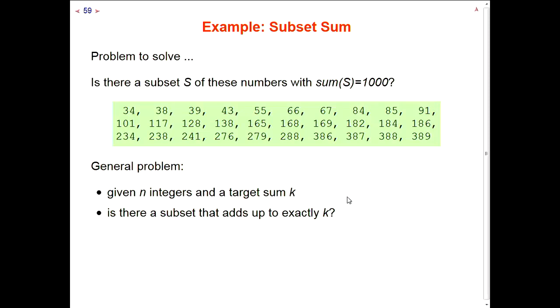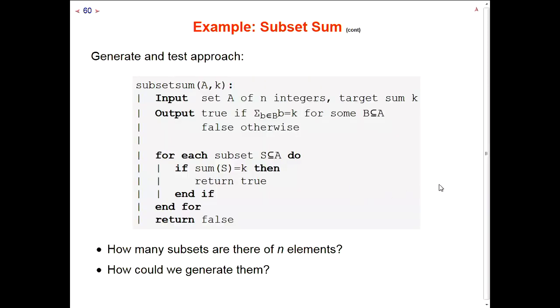Okay, so rather than do that by hand, let's see if we can write a program that solves this problem. And we would like to have a general problem that takes n integers and a target sum, like the 1,000 that we have here, and to determine whether there is a subset that adds up to exactly k. This is really a problem where it's relatively obvious that a generate and test approach is what you would come up with. You test possible solutions, and I assume this is what you have done as well.